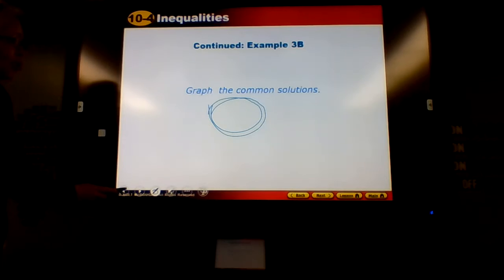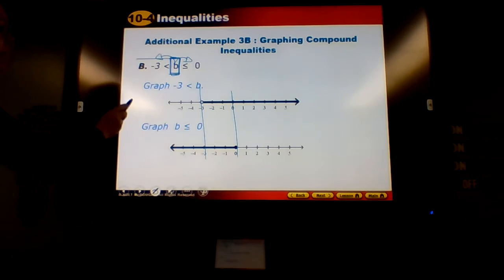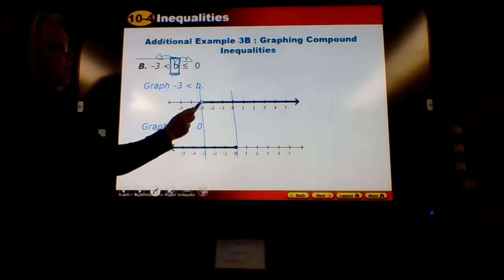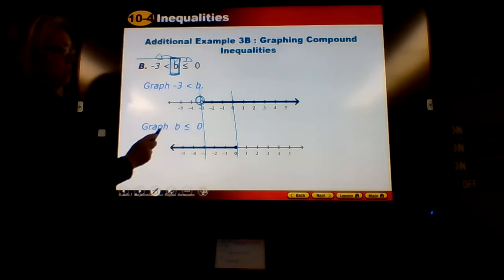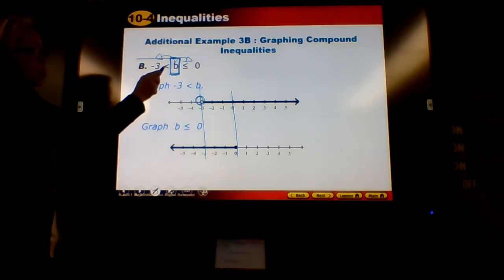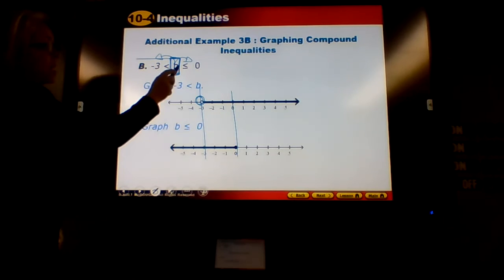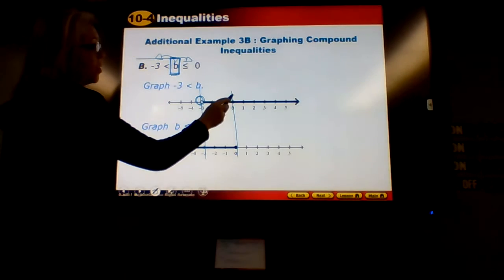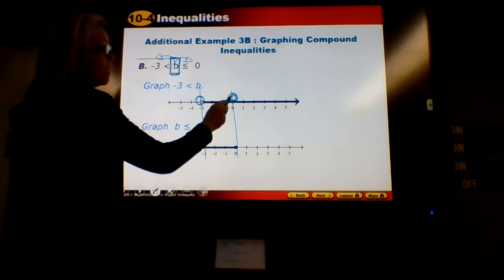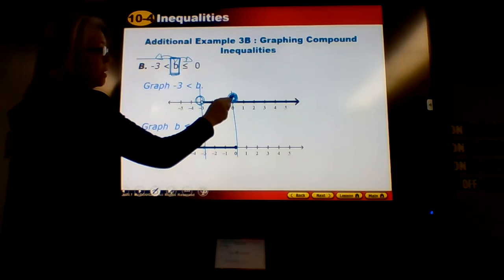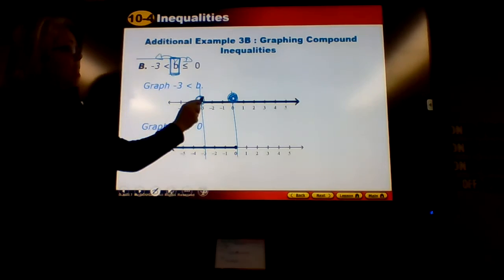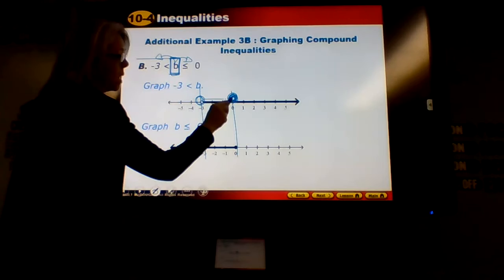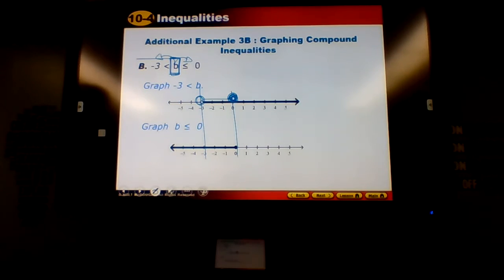So as a trick, you can say, I'm going to find negative 3, and I'm going to put an open circle, right? Because I know that my ending point is negative 3 and there's no equal sign. Here, 0 is my other side, but I'm going to close that circle up because it's an equal sign. Then I know because it's an and inequality, it's just the points in between. The points in between. Okay?